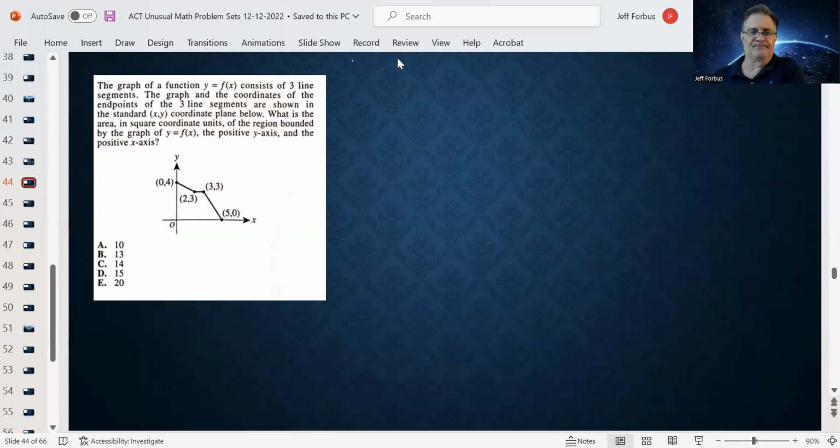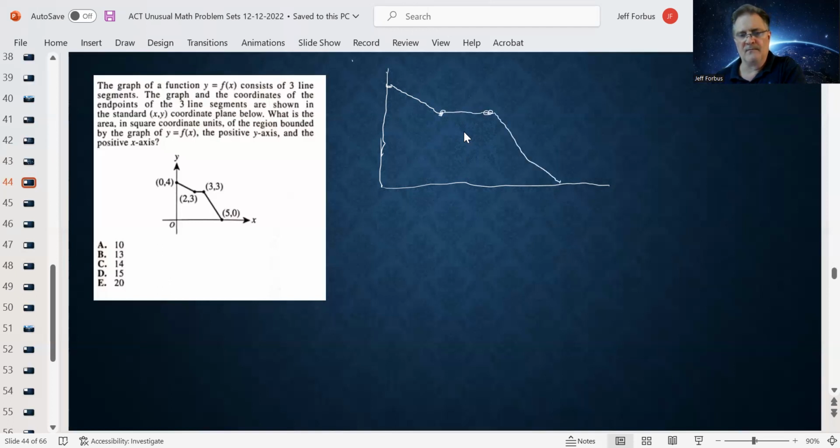So I'm just going to redraw this up here. Let me get rid of that drop-down box. All right. We got something right here. It goes like this. Then we got a line that goes straight across, just a little. And then we got a line that comes straight down like that. They tell us this is 5, 0, and 3, 3. They tell us this is 2, 3. I'm going to put it up here. And they tell us this is 0, 4. We need the area beneath the line, bounded by the y-axis and the x-axis.